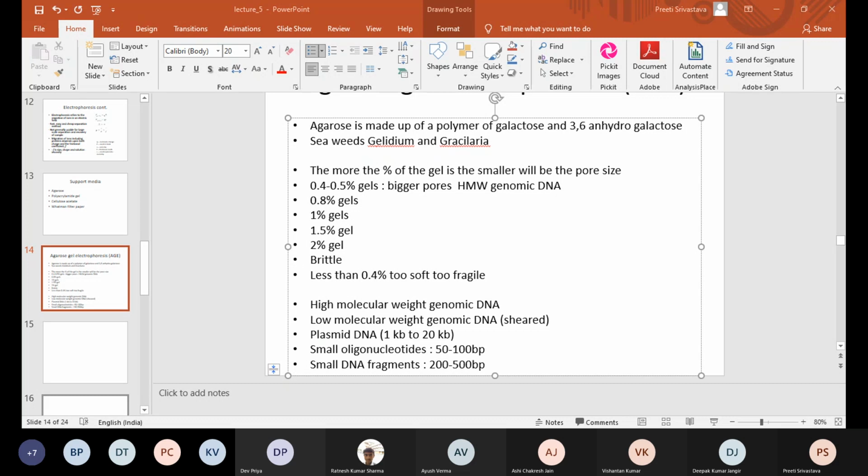Prashant is there or left? Yes, ma'am, present. Prashant, okay, tell me, low molecular weight genomic DNA or anyone that you would like to try? Plasmid DNA. Which gel should we use? So the logic is there is an inverse correlation. So let's try to match the following. You need to be fast.